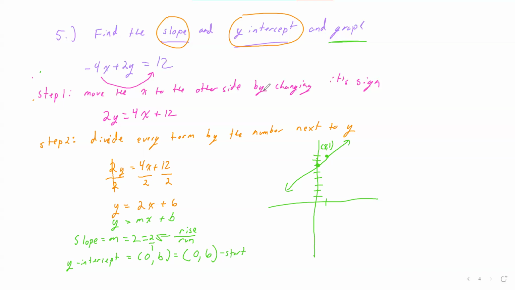So I started at 0, comma 6. I rose 2. So I went up 2. From that point, I went up 2, and then I ran 1 over. So I was at 6. When I went up 2 more, I was at 8. And then I ran 1. So I went from 0 to 1. So 8, 1 would be the next point.